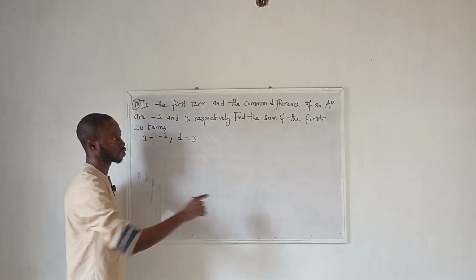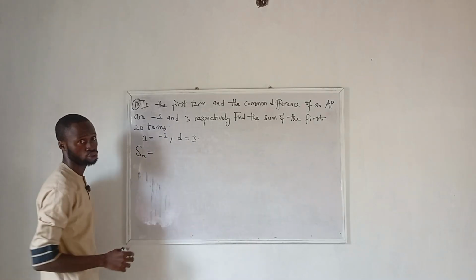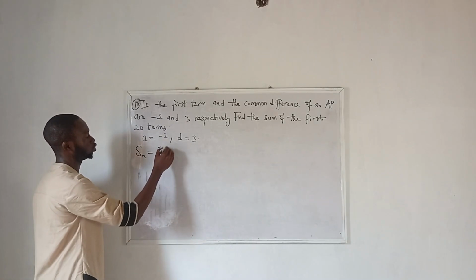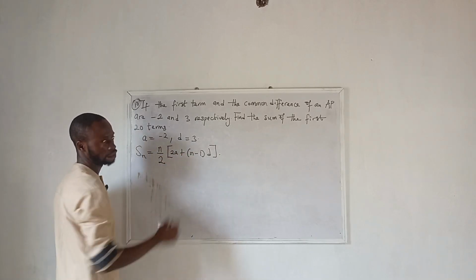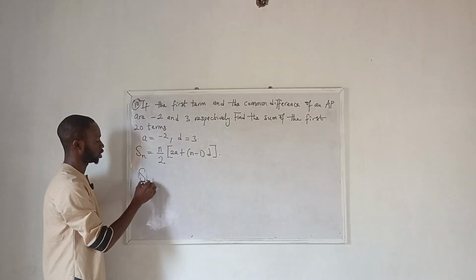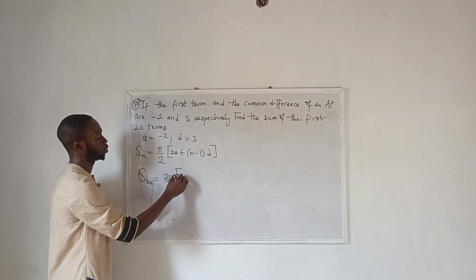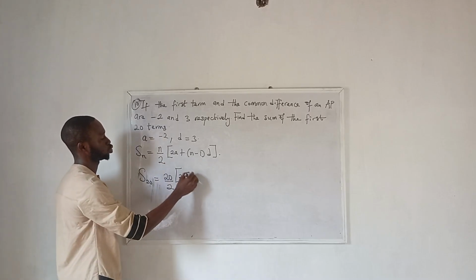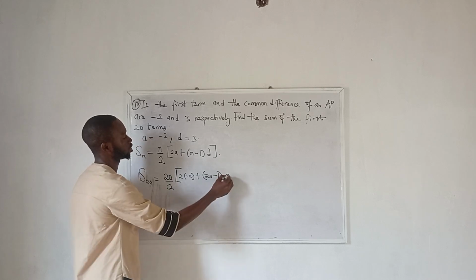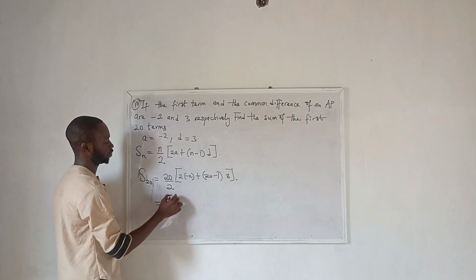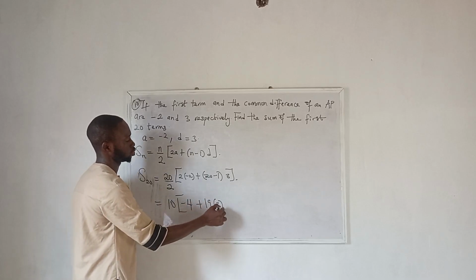First thing we need to note is that it is an arithmetic progression. For the sum of an arithmetic progression, we have this beautiful formula: n over 2 into 2a plus n minus 1 times d. So S20 will give us 20 over 2, that is the sum of the first 20 terms, then our first term is minus 2, the number of terms is 20 minus 1, then the common difference, 3. If you simplify, you have 10 into minus 4 plus 19 times 3.